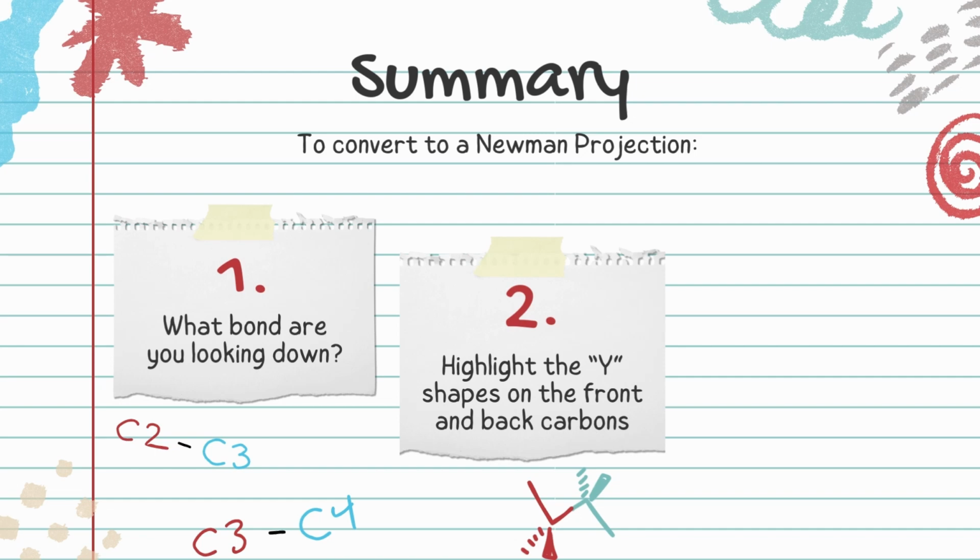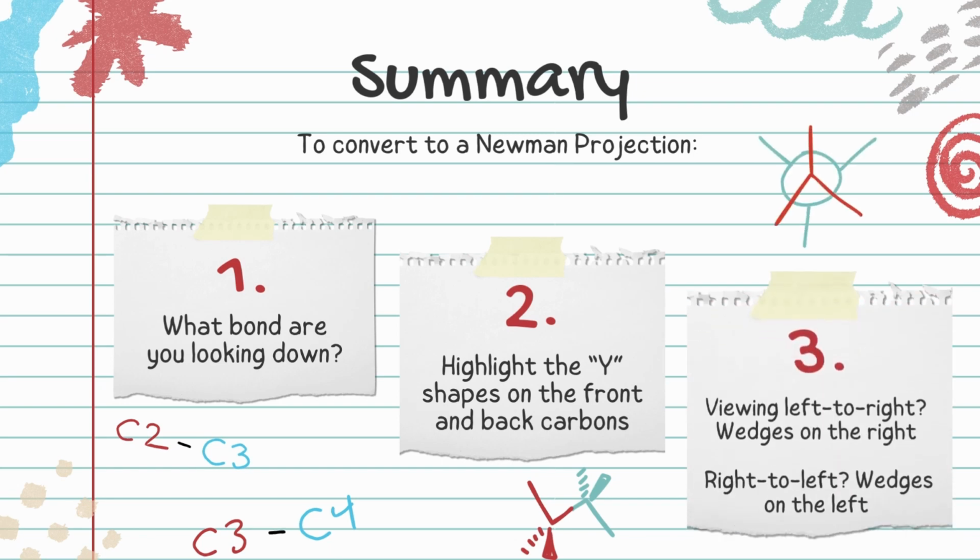Keep in mind that one right side up and one upside down Y shape would be a staggered conformation, while 2 of the same orientation would end up being an eclipsed form. So of the Y shapes you end up highlighting, keep in mind that the stems of those Ys will also translate onto the Newman projection, just on the vertical lines. Now for step 3, we have that mnemonic that can help us know which side our wedges and dashes will go on. If you're looking from the left carbon to the right carbon, wedge is on the right. So left to right, wedge on the right, right to left, wedge on the left.